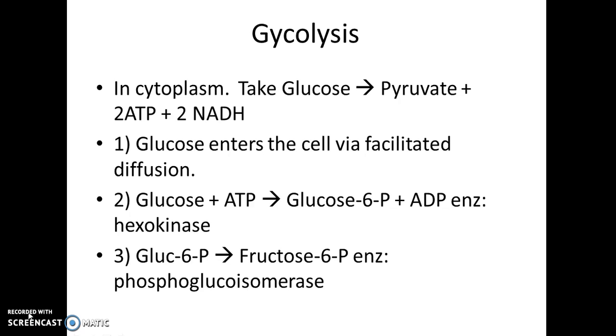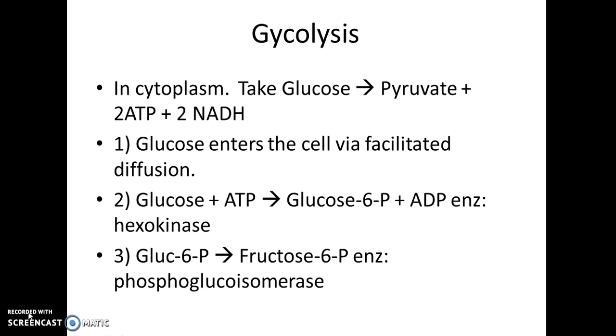So the first step is that glucose enters the cell, and it enters the cell via facilitated diffusion. Parts of glucose have a charge. It will not be able to move through the hydrophobic middle layer of the cell membrane, so it needs to have a protein tunnel. That is glucose entering. Now, as glucose enters, it will turn around and head right back outside, except for this second step.